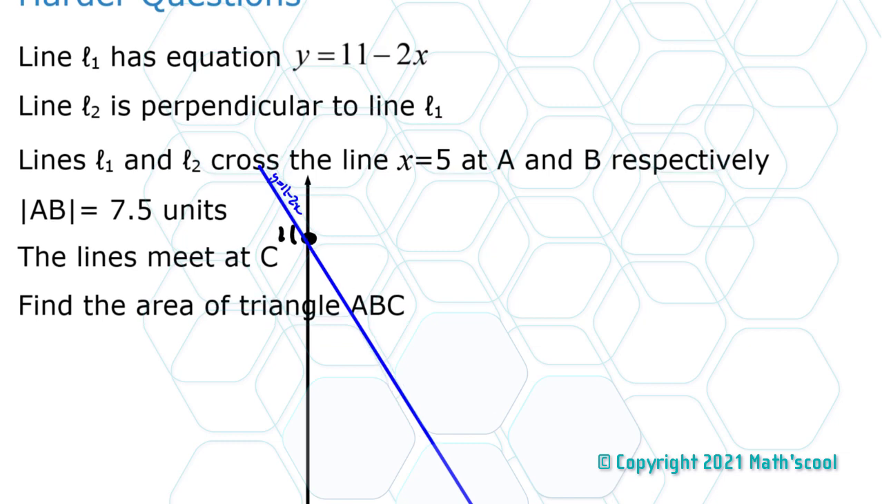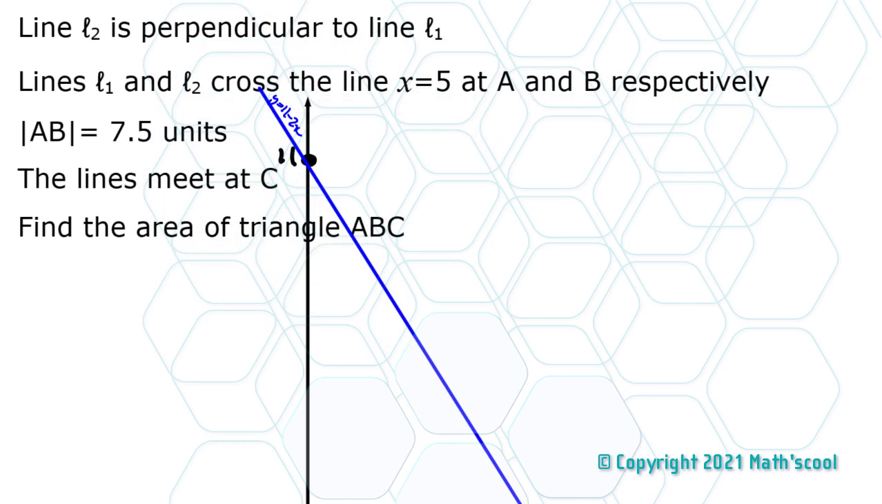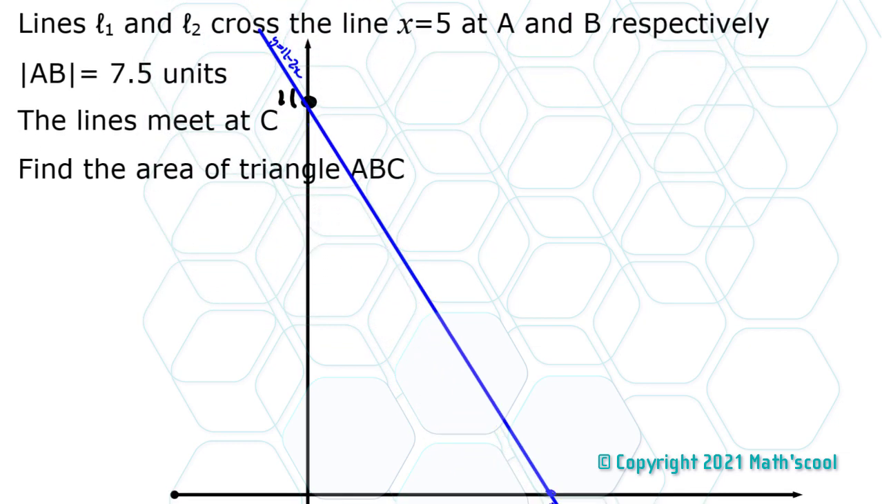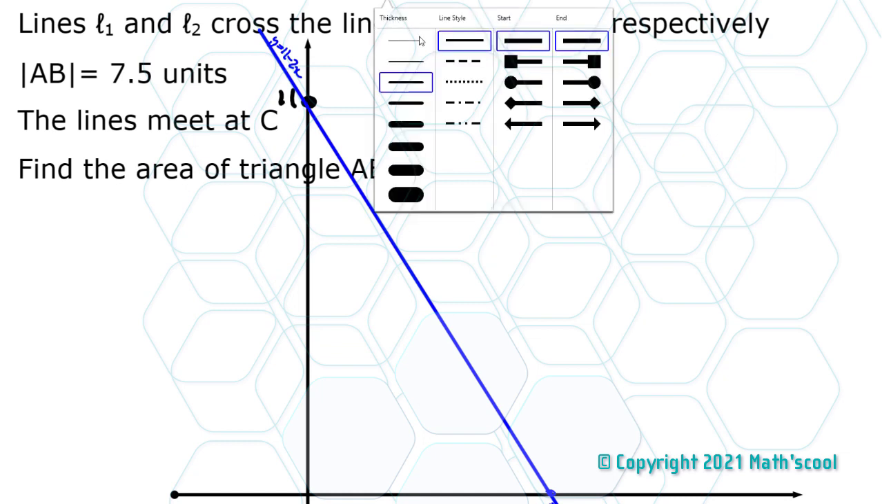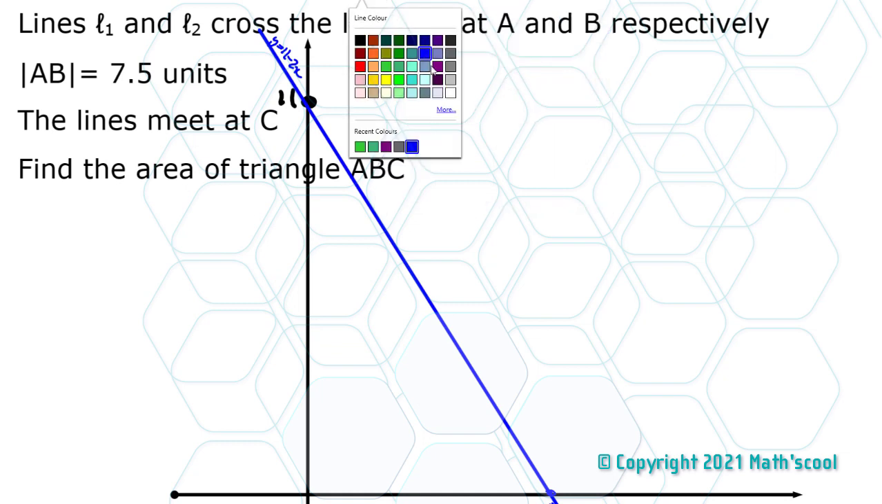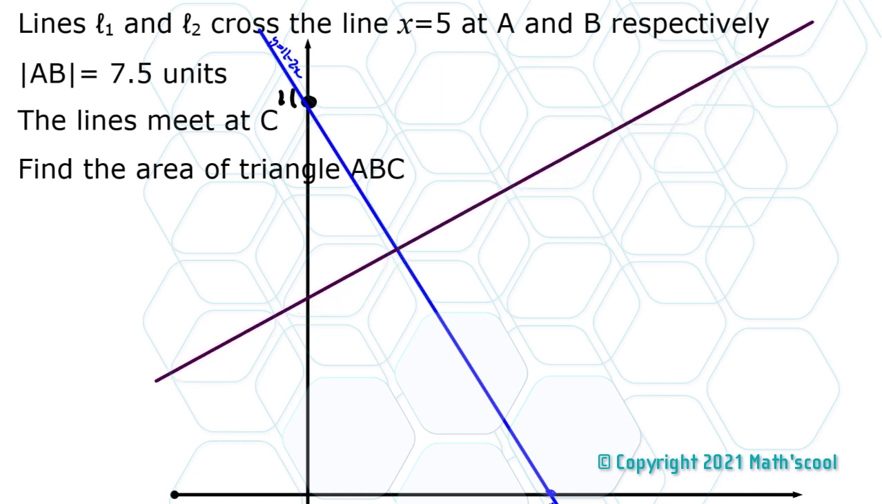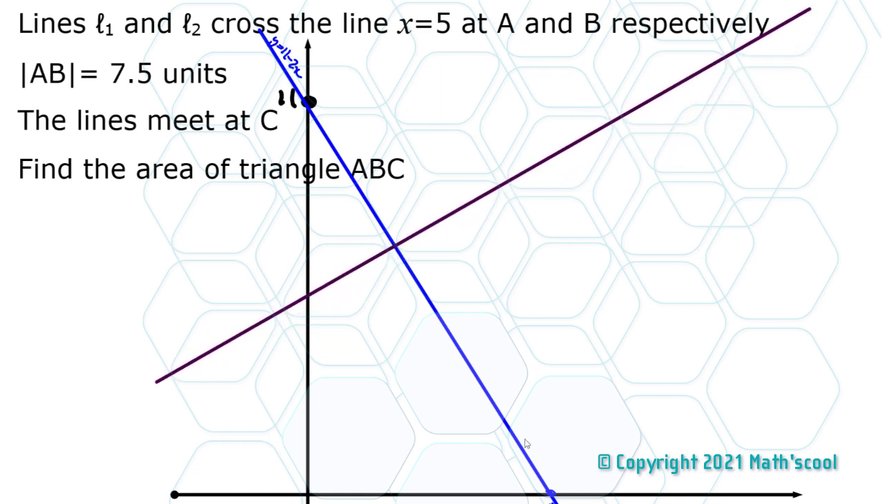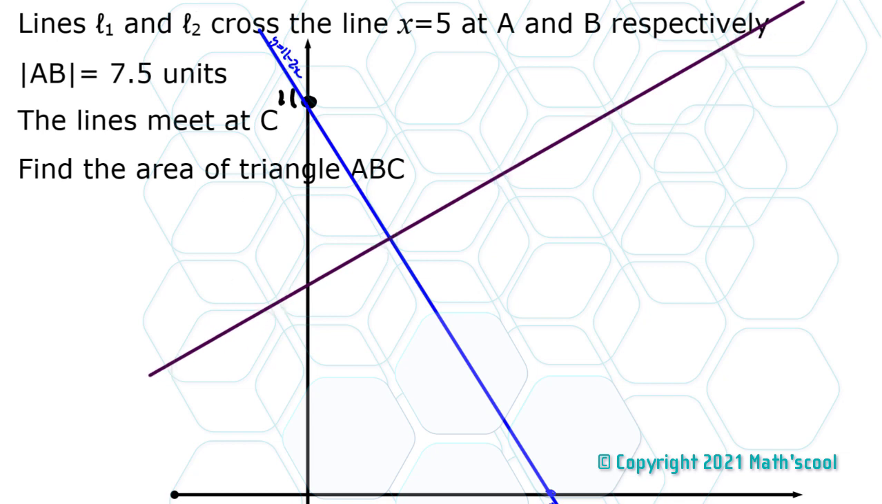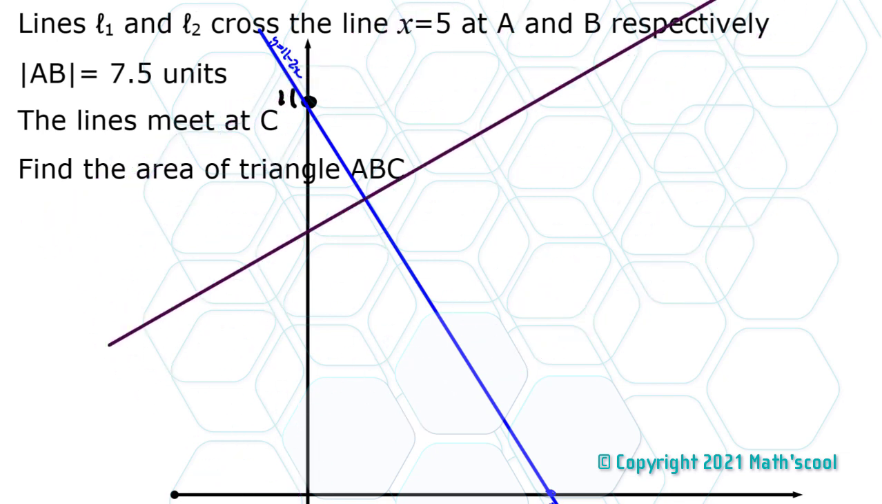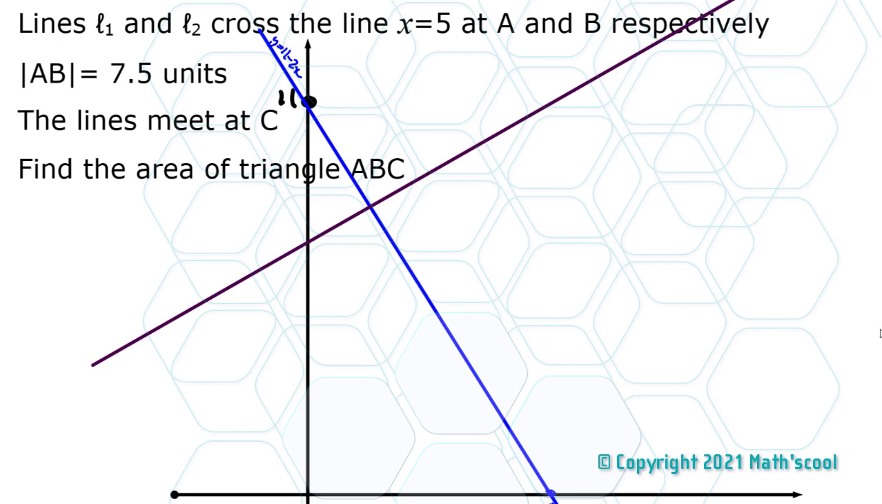Why not? Line 2 is perpendicular to line 1. So, I don't really know where to draw line 2. It's perpendicular, so let's just say it's like that. But I mean, 90 degrees. Is that 90 degrees? Okay. But I don't know where it is. It could be anywhere. It could be here, it could be here, it could be here. I'll just put it here for the time being and we'll see where it ends up.